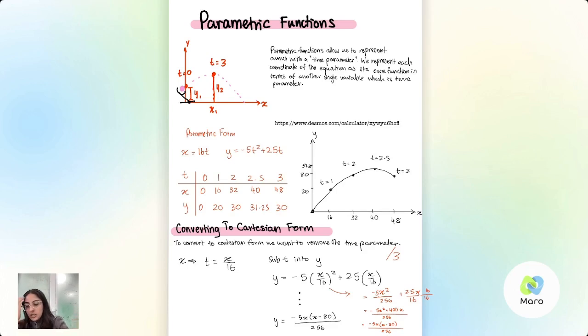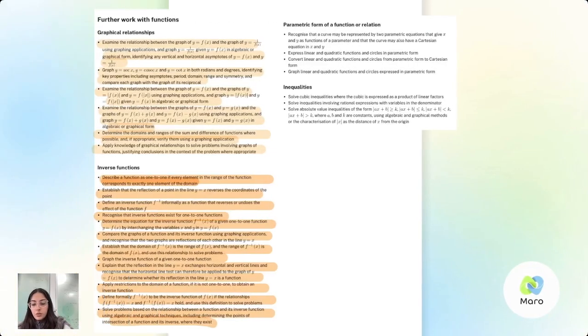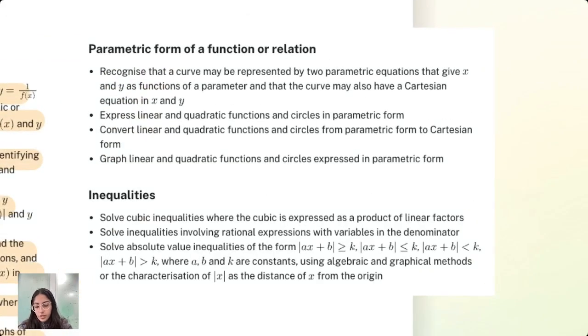Okay, so just going to the syllabus quickly before you guys head out. We've done all of this, but I'll just tick it off for you guys. So recognize that a curve can be represented by two parametric equations that give x and y as a function of a parameter. I think we all understand that. So the x and y coordinate are separately represented in terms of a parameter. Express linear, quadratic, and circles in parametric form. So again, that's all you need to know how to do. Okay? You don't need to know cubics, you don't need to know polynomials, you just need to know linear, quadratic, circle. And then convert linear and quadratic functions and circles from parametric back to Cartesian.